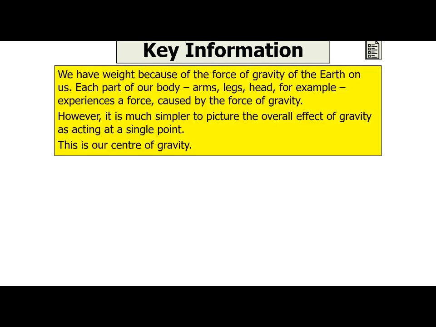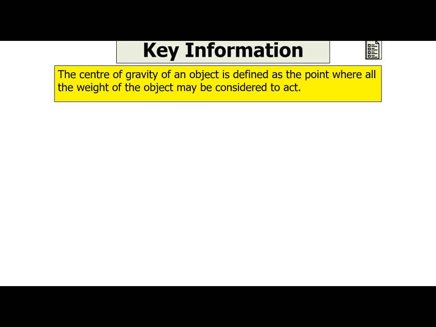Now we have a weight because of the force of gravity of the earth on us. So each part of our body, our arms, our legs, our heads, will all experience a force caused by the force of gravity. However, it's much simpler to picture the overall effect of gravity acting at a single point, which is our centre of gravity. So the centre of gravity of an object is defined to be the point where all of the weight of the object may be considered to act.